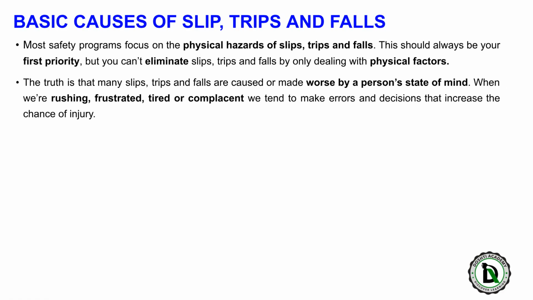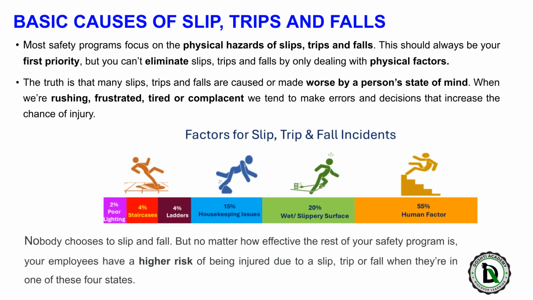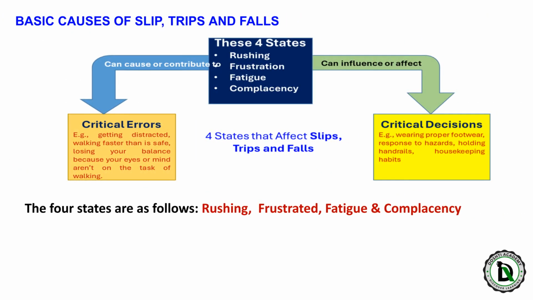While physical hazards are a priority, many slips, trips, and falls are worsened by a person's state of mind. Rushing, frustration, fatigue, or complacency can lead to errors that increase the chance of injury. The 4 states that affect slips, trips, and falls are rushing, frustration, fatigue, and complacency. If physical hazards are minimized, the next step is addressing human factors.